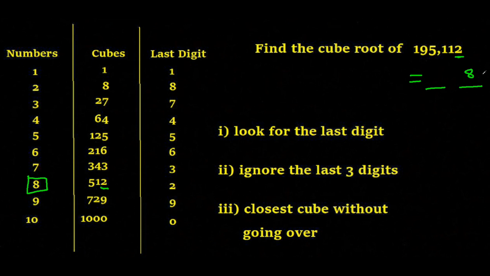Now, ignore the last 3 digits. Ignore 112. You are left with only 195. Find the closest cube of 195 without going over. Obviously, 125. Now, the number related to that is 5. So, that is the first digit of the answer. So, the cube root of 195,112 is 58. Is it not really quick?